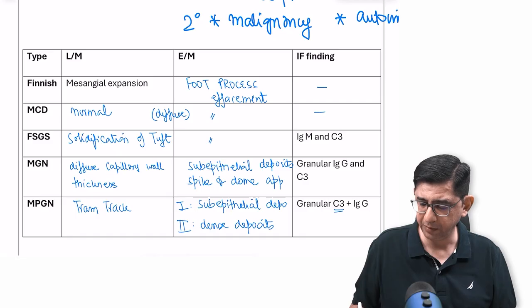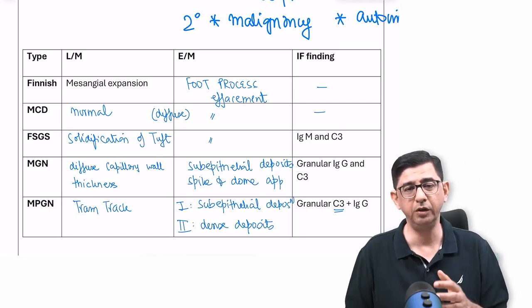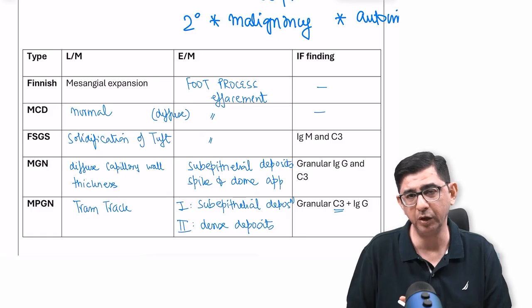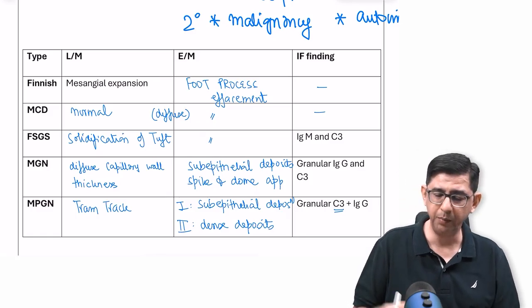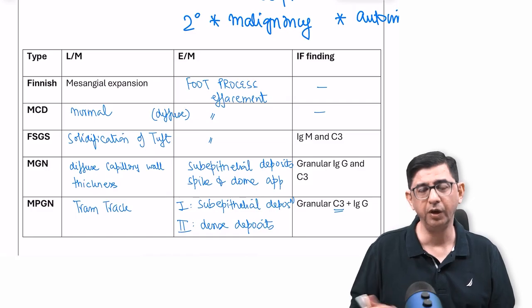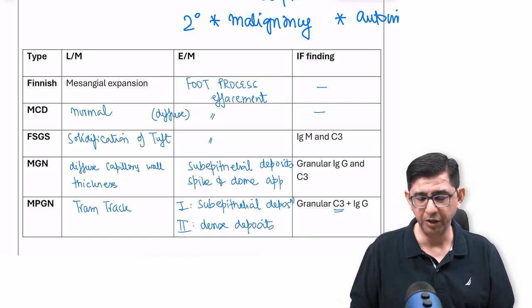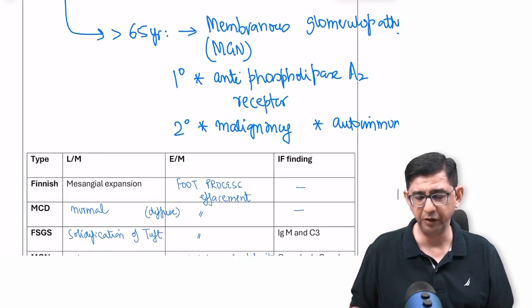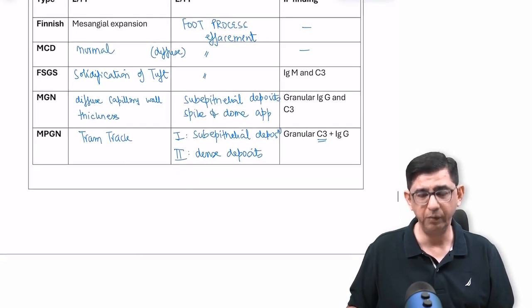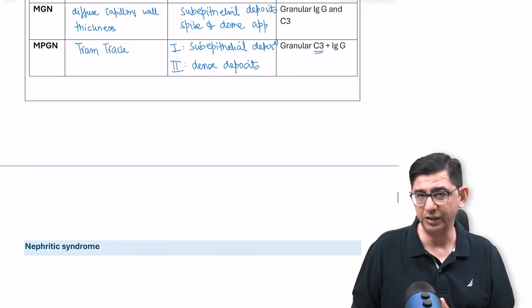And I rephrase what I said. If you read the word subendothelial deposits, then think in terms of lupus nephritis. So LM, EM, and immunofluorescence findings of these would help you in understanding and appreciating the disease process for the various varieties of nephrotic syndrome. Now we will be comparing this with nephritic syndrome.